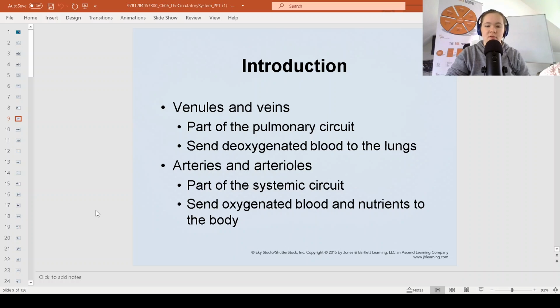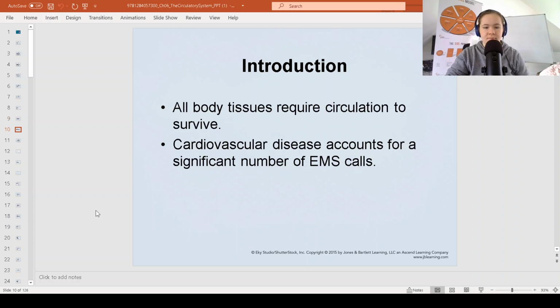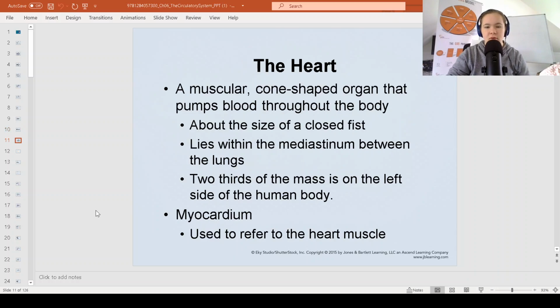Venules and veins are part of the pulmonary circuit. These send deoxygenated blood to the lungs. Arteries and arterioles are part of the systemic circuit, and they send oxygenated blood and nutrients to the body. All body tissues require circulation to survive. Cardiovascular disease accounts for a significant number of EMS calls.